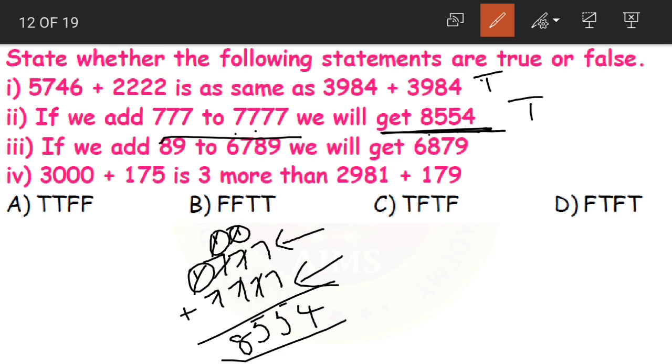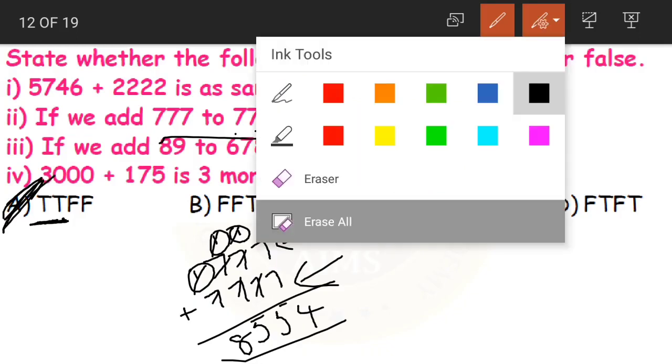Now if you look at the options, the first two statements should be true, right? Only option A has two truths here. Statements 1 and 2 are true only in option A. So simply, even without solving these two statements, we can say that option A is the correct answer. What is the correct answer, children? Option A is the correct answer.